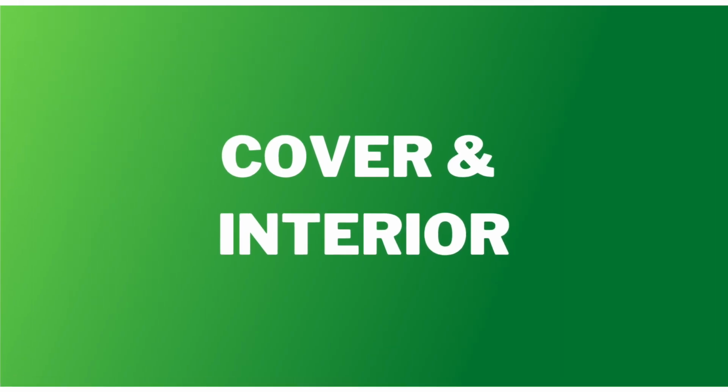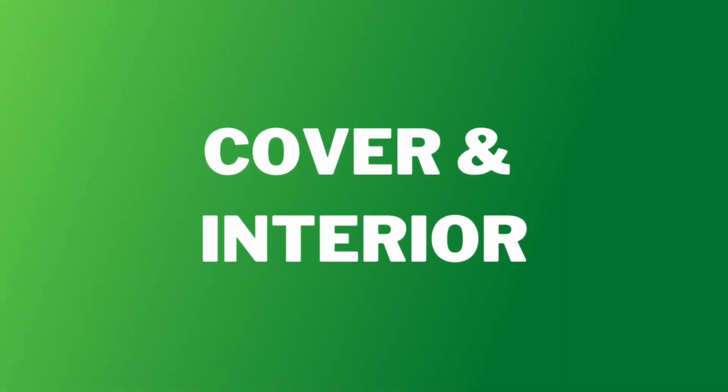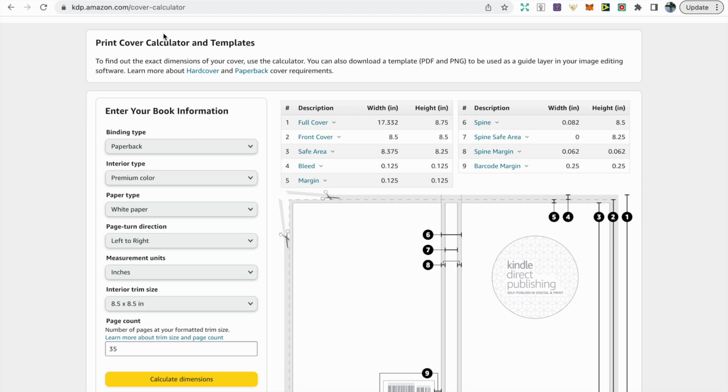To create your cover and interior, you can go to Google and type in KDP cover calculator, and that's just going to give you the correct dimensions for your picture book. Then make sure you go down and choose the option of paperback, premium color, as we want the best, white paper. That's the only option that comes up, left to right inches, and it's usually 8.5 by 8.5 that I go for. Now the picture book is actually 32 pages, but I've added an extra 3 pages, which I'll show you a little bit later, and then click calculate dimensions.